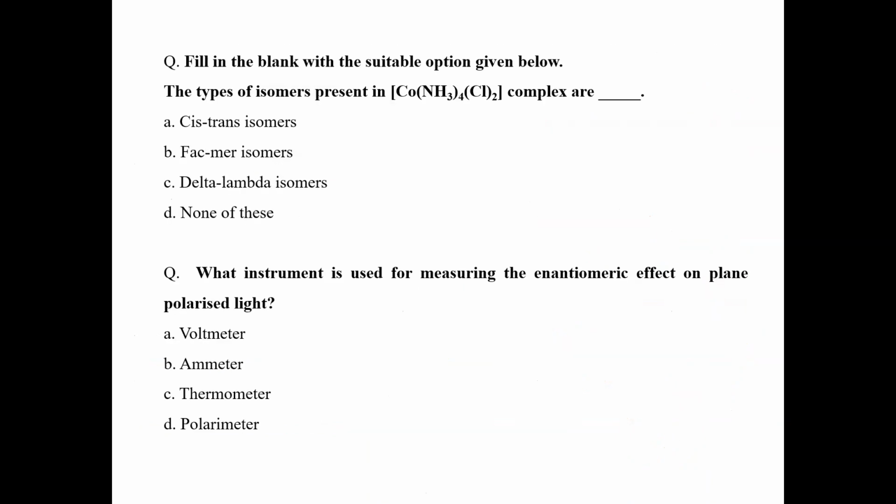Moving to the next two, you have to identify the type of isomer present in this complex. They can be cis-trans isomers, facial-meridional isomers, delta-lambda, or none of these.